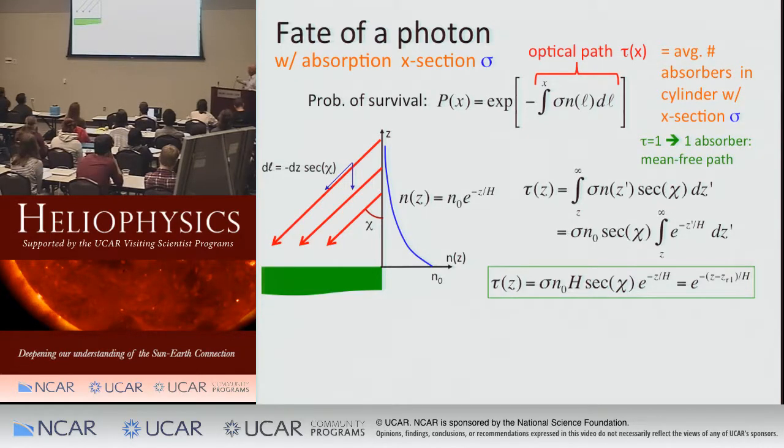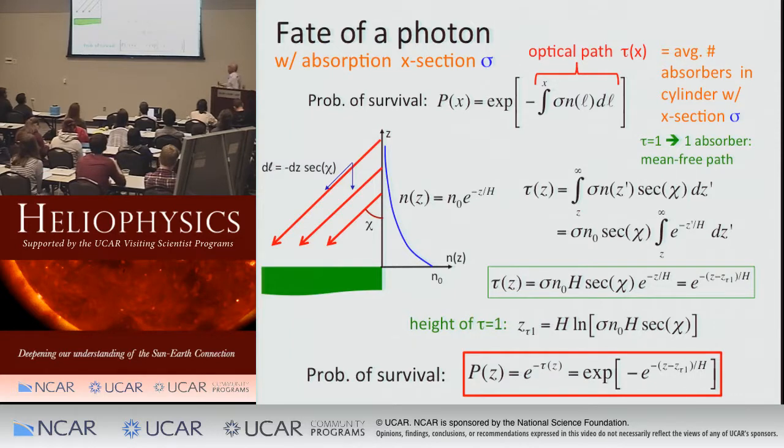Okay? So I plug that in, and this is my favorite part. Certainly here's the definition of z tau 1. It's the scale height, our 10, 14, according to Gilly, kilometers times this logarithm of this number. That tells me the height of tau equals 1. My probability of survival is, this is so cool. I love functions. An exponential of an exponential.